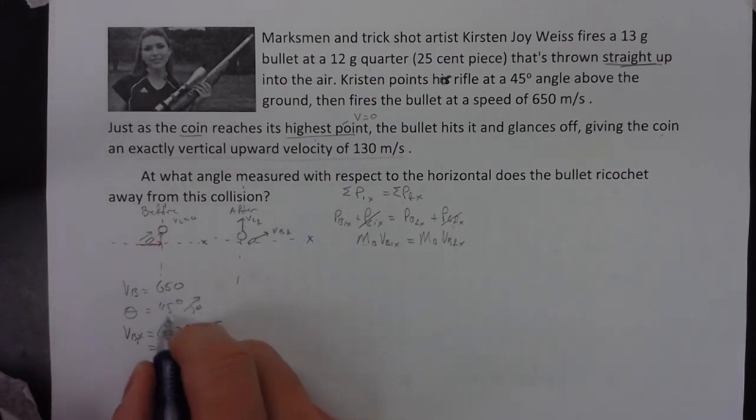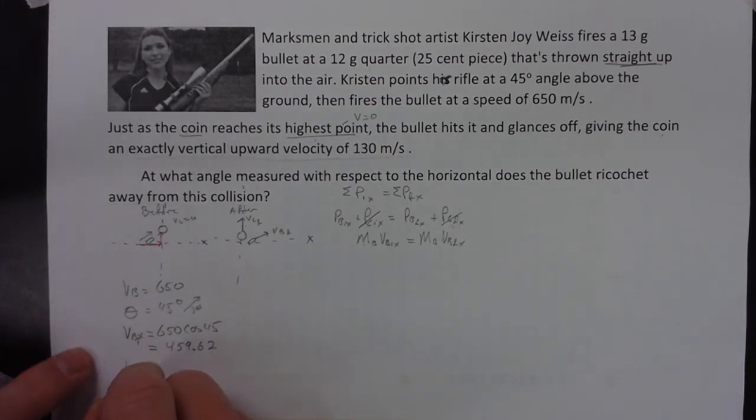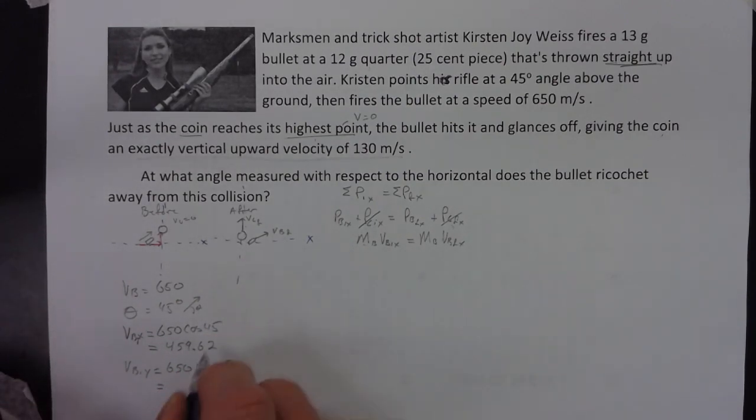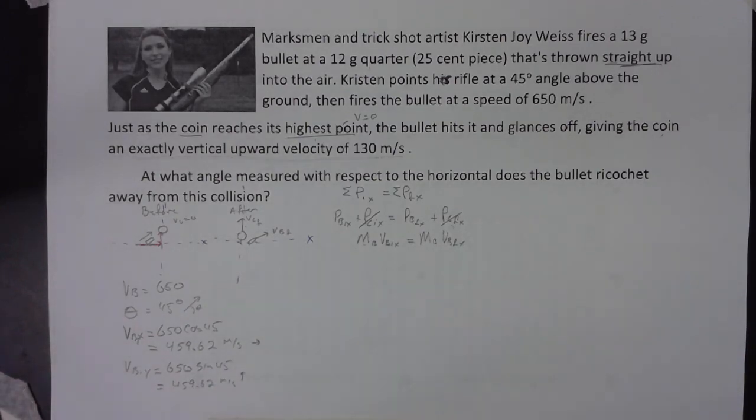459.62. Now, while we're at that, we're going to need the y. So why not find the y velocity too? The velocity of the bullet initially, y, would be 650 sine 45. Now, sine and cosine are the same when the angle is 45 degrees. So I know that that's also going to be 459.62. And that's meters per second, and this is to the right, and this is up, which are both positive.